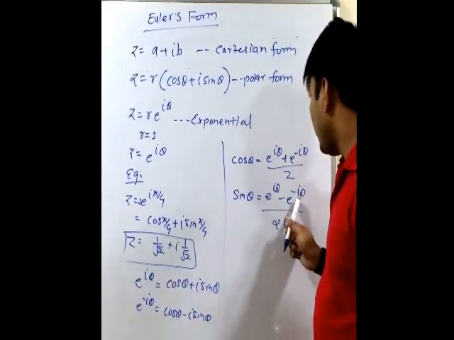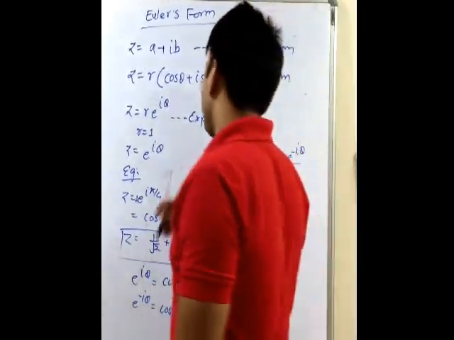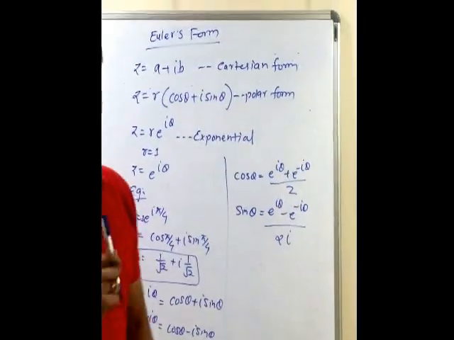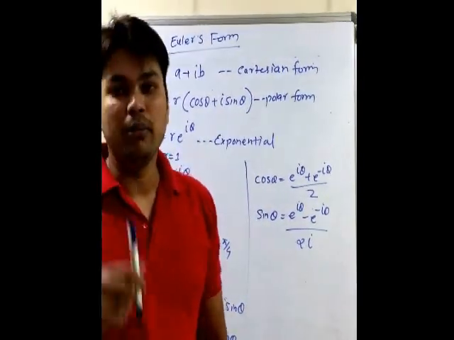raised to minus i theta divided by 2i. So this is the Euler form of the complex number. Now we are going to study the next part, which will be De Moivre's theorem.